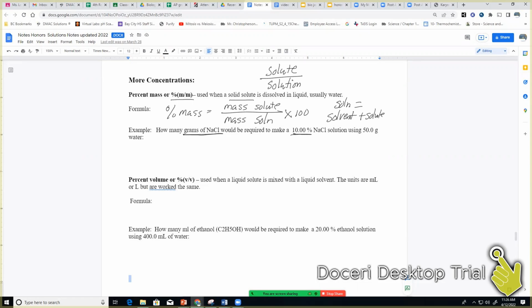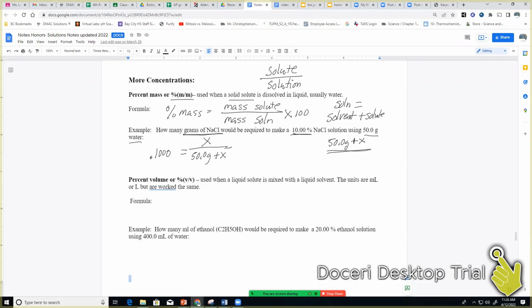So in other words, when I need my denominator, it has to be both of those added together. So I have 50 grams of water, that's my solvent. And I don't know how many grams of my solute I have. That's what I'm going to assign my X to. All right, so then we're going to start plugging it in. So I'm going to take it out of percent, so it becomes 0.1000. Just move my decimal back three places. My X, my numerator, is my mass of my solute, and my denominator is my mass of my total solution, which is 50 grams plus X.